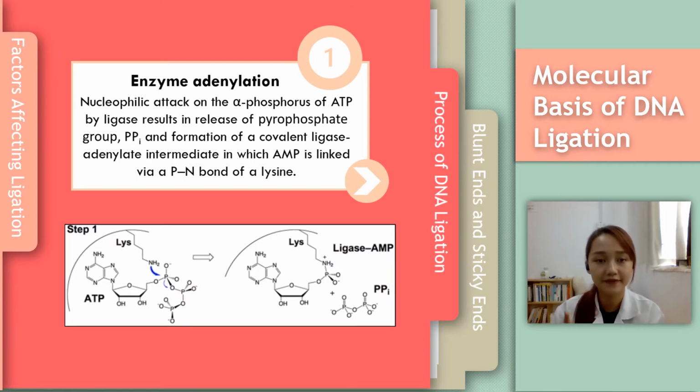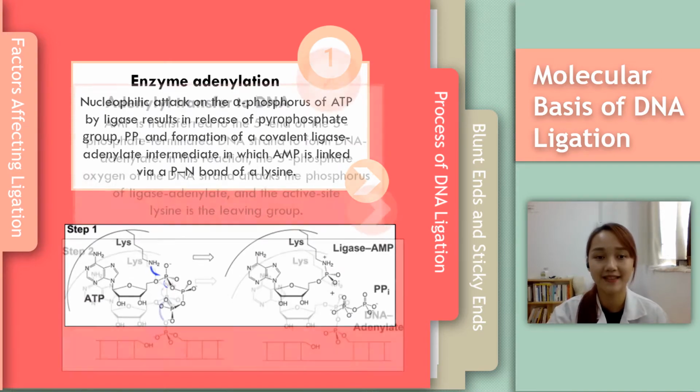The first step of DNA ligation is enzyme adenylation. Enzyme adenylation is when there is a nucleophilic attack on the alpha phosphorus of ATP by ligase, resulting in the release of the pyrophosphate group, which is PPi, and the formation of the covalent ligase-adenylate intermediate in which AMP is linked via a phosphoramidate bond to a lysine.